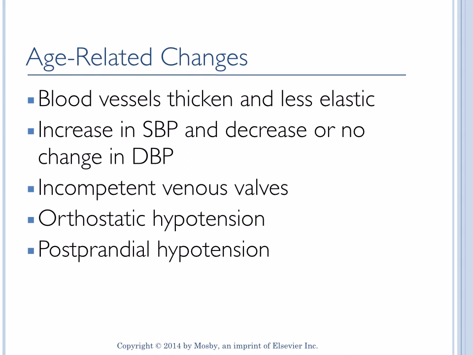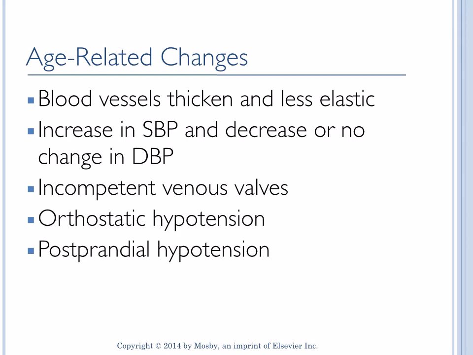Blood vessels thicken, and there is less elasticity. There is an increase in systolic blood pressure and a decrease or no change in diastolic blood pressure. There are incompetent venous valves, and there is orthostatic hypotension or postprandial hypotension. So let me explain it to you. What is orthostatic hypotension? You all have done orthostatic vital signs, but it is estimated to be present in more than 30% of patients over age 70 with systolic hypertension and may be related to medications or to decreased baroreceptor functions in the body. So with age, orthostatic hypotension is also very common.